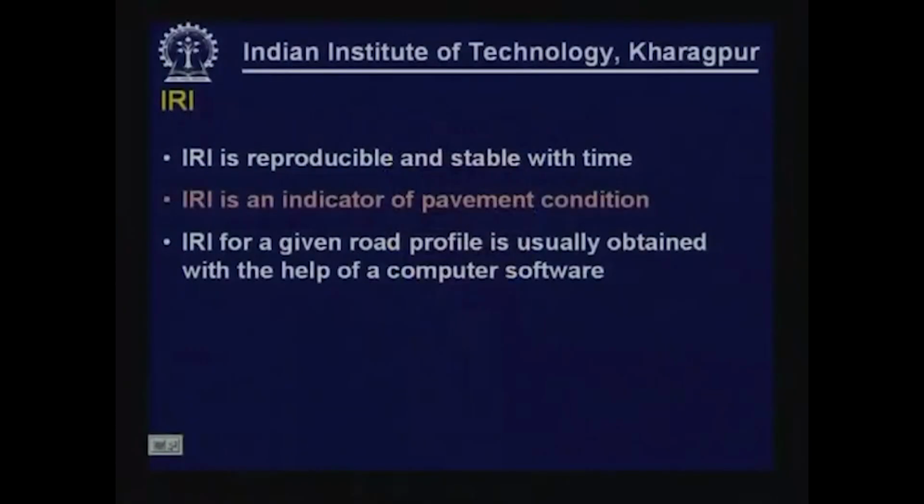IRI obviously is an indicator of the pavement, because it is an index which represents the profile of the given road. So, we are using the profile of a given road and coming out with an index. Obviously, it represents the condition of the pavement. IRI for a given road profile is usually obtained with the help of computer software. Normally, we cannot do hand calculations for computing IRI, because there will be a lot of data that has to be processed in terms of the profile, and a lot of calculations that are to be made in computing the suspension system stroke.